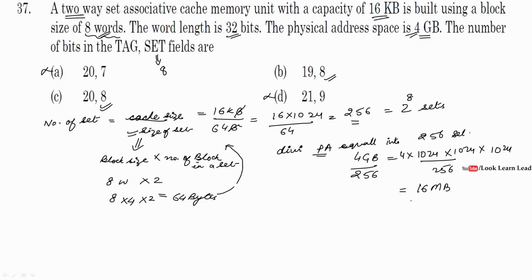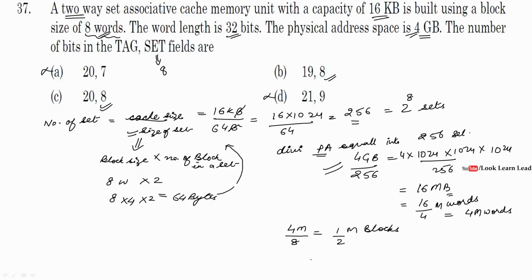So it is in terms of bytes. I will be changing it in terms of words. So it would be 16 by 4 mega words, which is equal to 4 mega words. We will be dividing it equally into all of these. Each block is of 8 words, so I will be dividing it by 8. So we would be having 1 by 2 mega blocks.